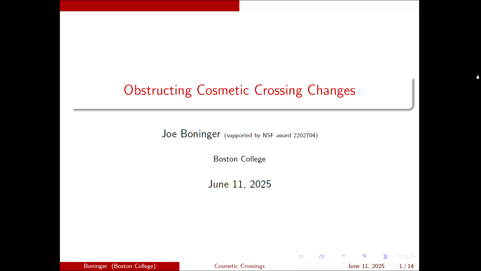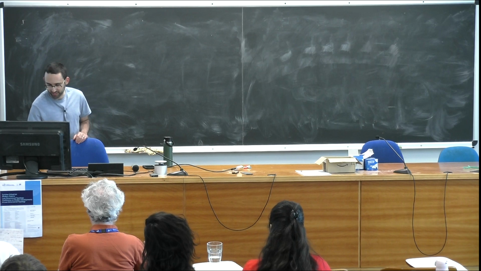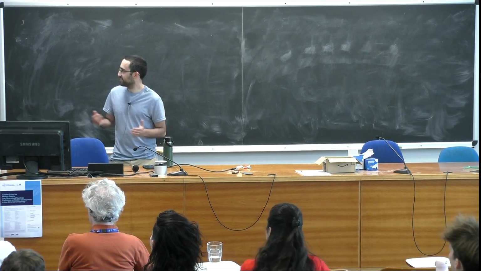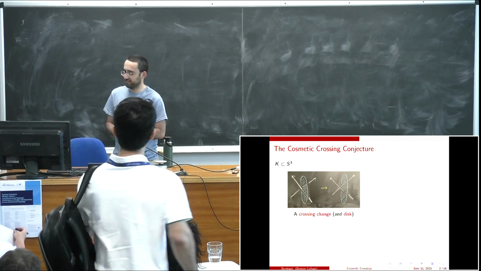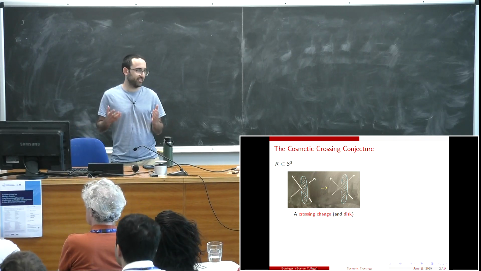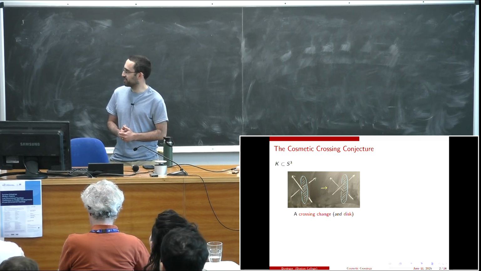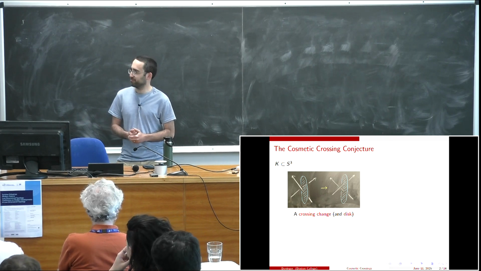And yes, I'm going to be talking about obstructing cosmetic crossing changes. So first of all, we're talking about classical knots, oriented knots in the 3-sphere, and a crossing change is exactly what you would think. If we are thinking about a diagram, we can just flip a crossing.